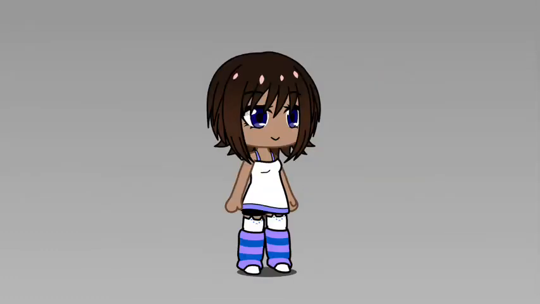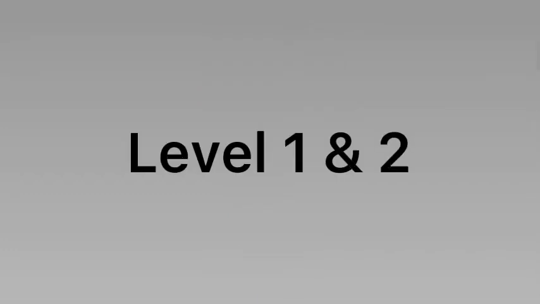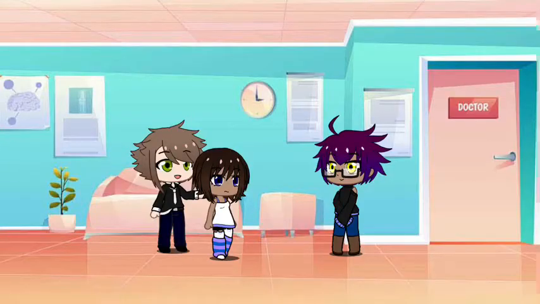Let's start off with support given to the individual. A parent must figure out what level the child is on. Those who are part of level 1 or 2 might receive social training or behavior modifications throughout their life. However, those of level 3 will need more support. After you've figured out a level, seek out an expert to assist you and your child.